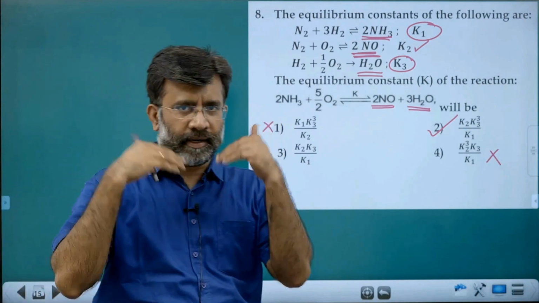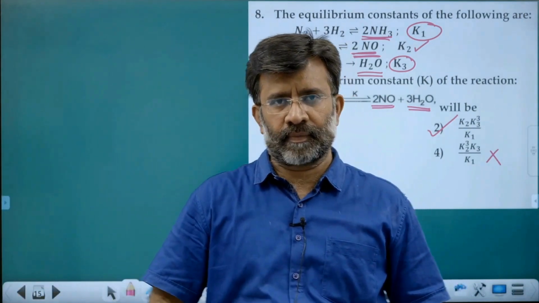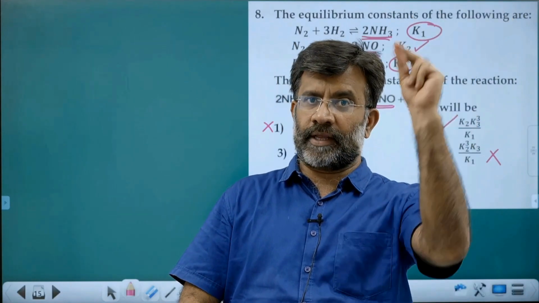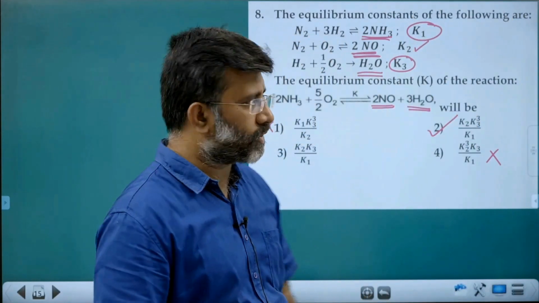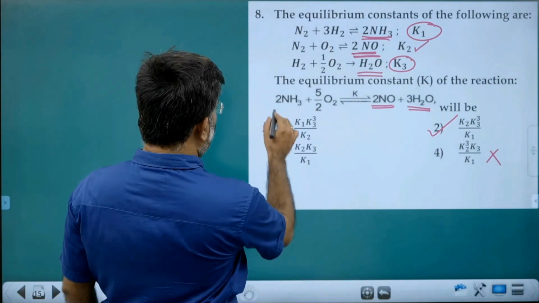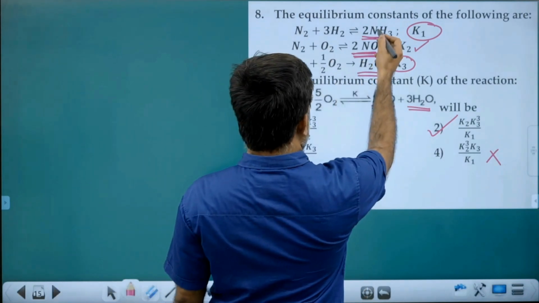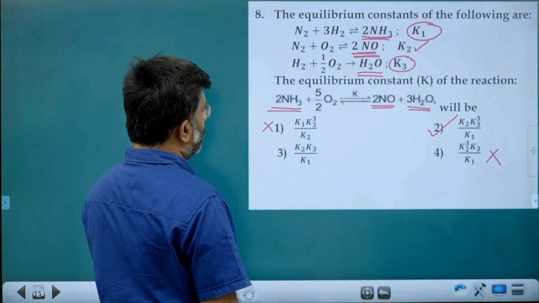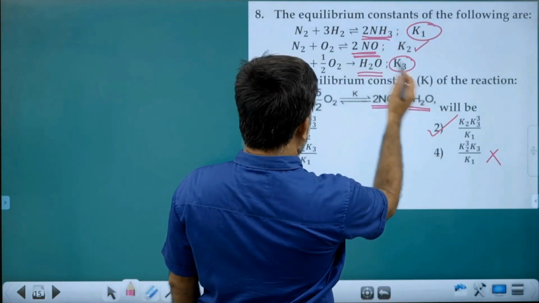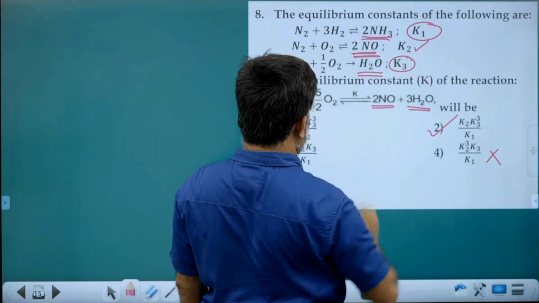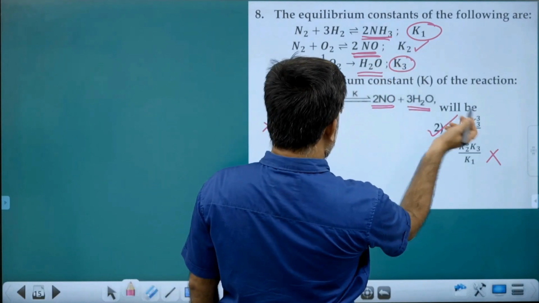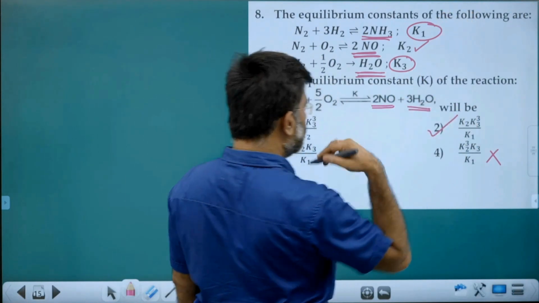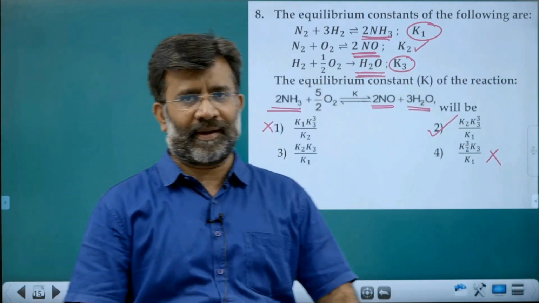So K1 in the denominator, K2 in the numerator, K3 raised to 3 in the numerator. How do we understand this? Ammonia is on the left hand side, and here ammonia is on the right hand side coming to the left hand side, so K1 will become 1 by K. Now 2NO is on the right hand side, so K2 as such. 3 water on the right hand side: 1 water is K3, so 3 water is K3 raised to 3. Hence the answer. Hope you understand.